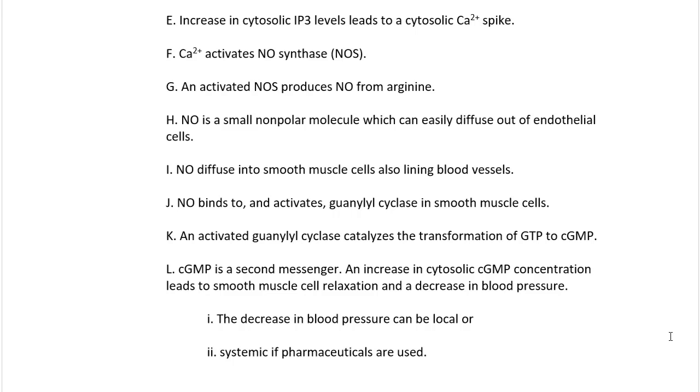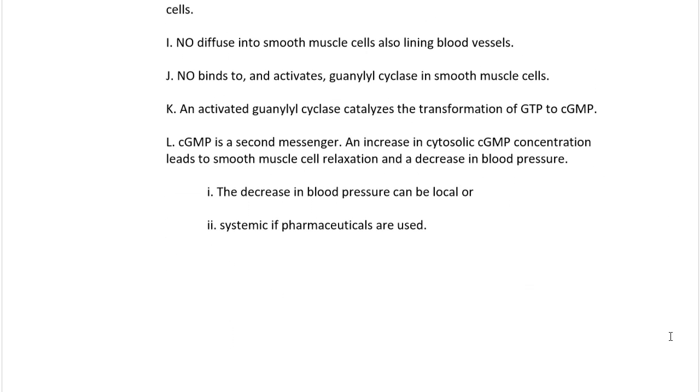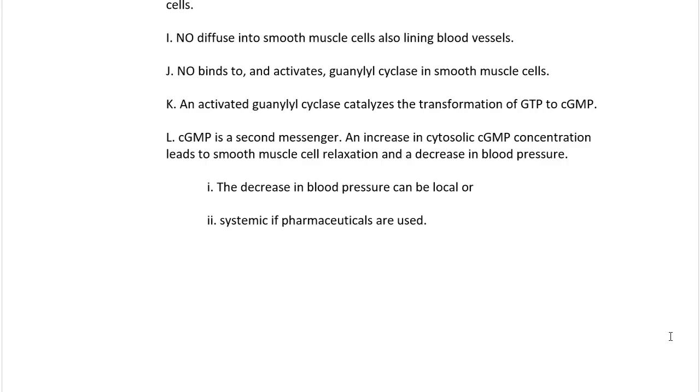NO diffuses into smooth muscle cells, also lining blood vessels. NO binds to and activates guanylyl cyclase in smooth muscle cells. An activated guanylyl cyclase catalyzes the transformation of GTP to cyclic GMP. Cyclic GMP is a second messenger. An increase in cytosolic cyclic GMP concentration leads to smooth muscle cell relaxation and a decrease in blood pressure. The decrease in blood pressure can be local, or systemic if pharmaceuticals are used.